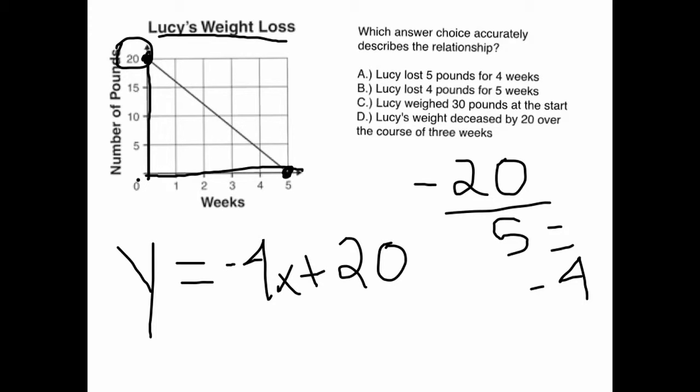Now let's look at my answer choices. A, Lucy lost 5 pounds for 4 weeks. That can't be true because our slope here is 4, and our graph shows 5 weeks. B, Lucy lost 4 pounds for 5 weeks. That answer choice is correct because I have a slope here of negative 4, and it says that she lost 4 pounds for 5 weeks, which also is shown on our graph. So that's going to be our correct answer.